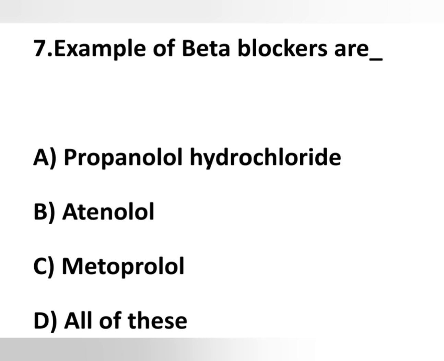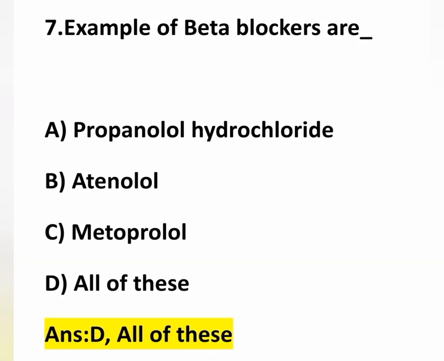Question number 7. Examples of beta blockers are. Options are option A propranolol hydrochloride, option B atenolol, option C metoprolol, and option D all of this. The correct answer is option D, all of this. That is propranolol, atenolol, metoprolol, all are examples of beta blockers.